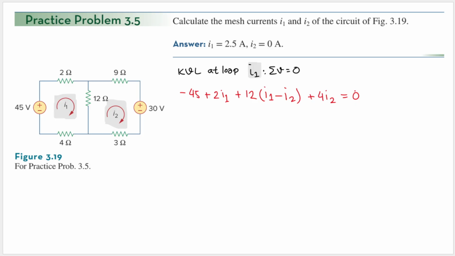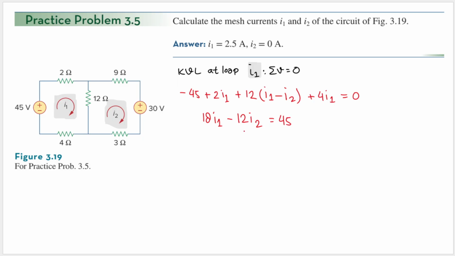Oh no, this is for I1. The only current that passes through it is I1. Okay, that is good. Now, what can we do from here? We have 2I1 plus 12I1, so I will have 14I1. Then 14 plus 4, that will be 18I1. And then I2 only comes from this term, so we will have minus I2 multiplied by 12, so minus 12I2. And for the rest, let's move this minus 45 to the right-hand side. So we will have 45.